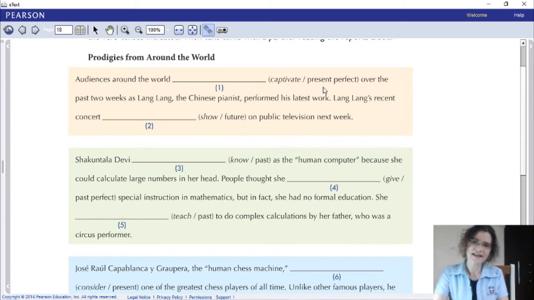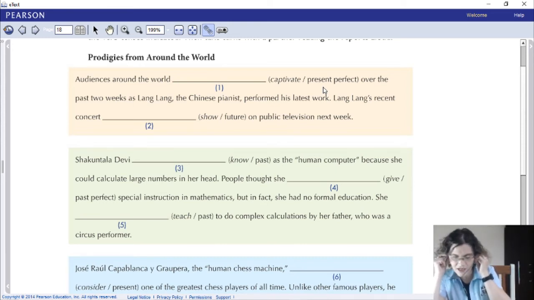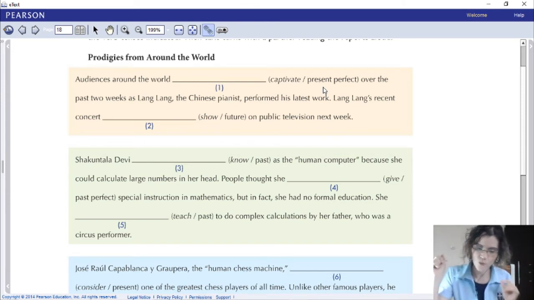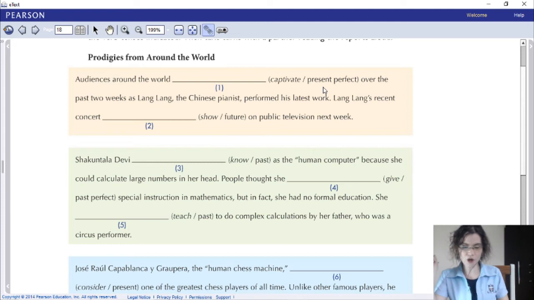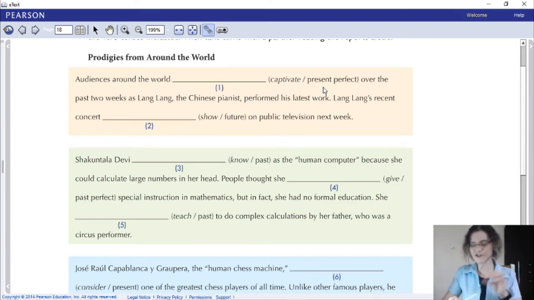Lang Lang's recent concert will be, and then of course the verb show has to become the past participle. Shown. Yes. So will be shown on public television next week. So you're going to look at the verb. This verb will definitely change into the verb 3, which is the past participle.